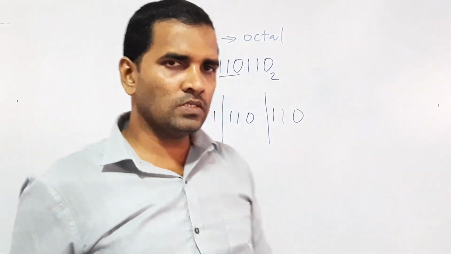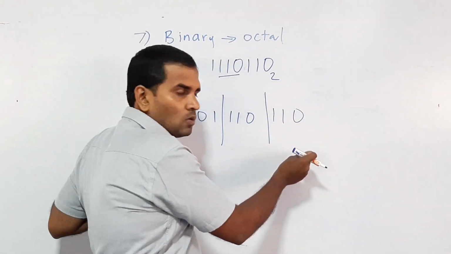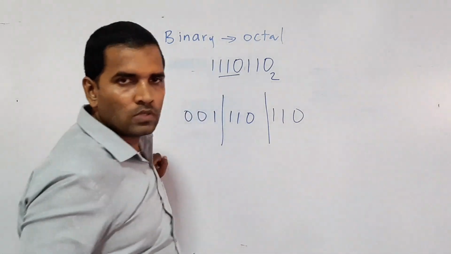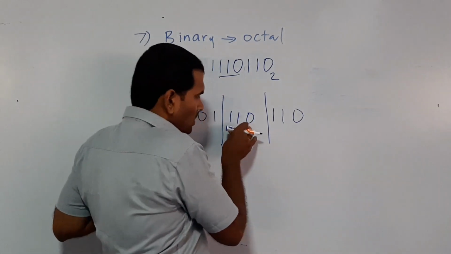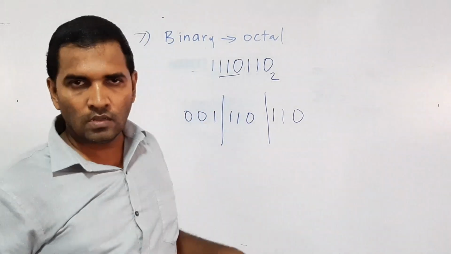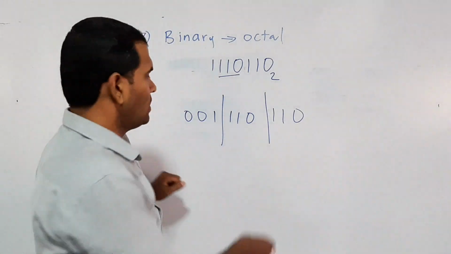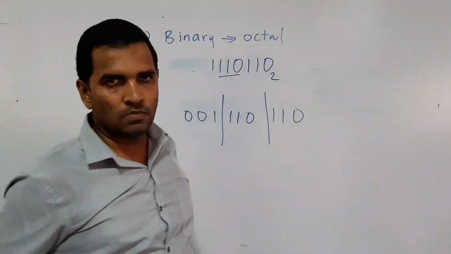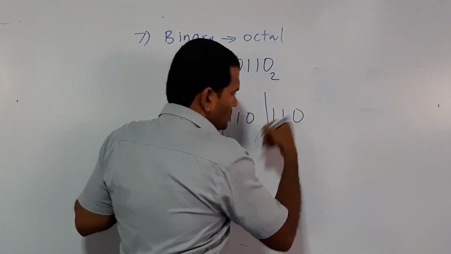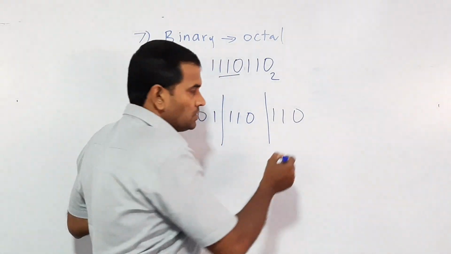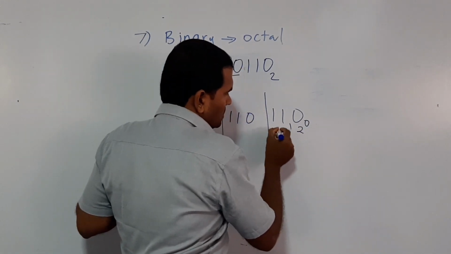So now it's very simple. These three digits can represent one octal digit. So let's find out what it is. Similarly, these three binary digits can represent another octal digit. These three binary can represent another octal digit. So let's find out that. So first of all, write the positions. So here it is 2 to the power 0, 2 to the power 1, 2 to the power 2.